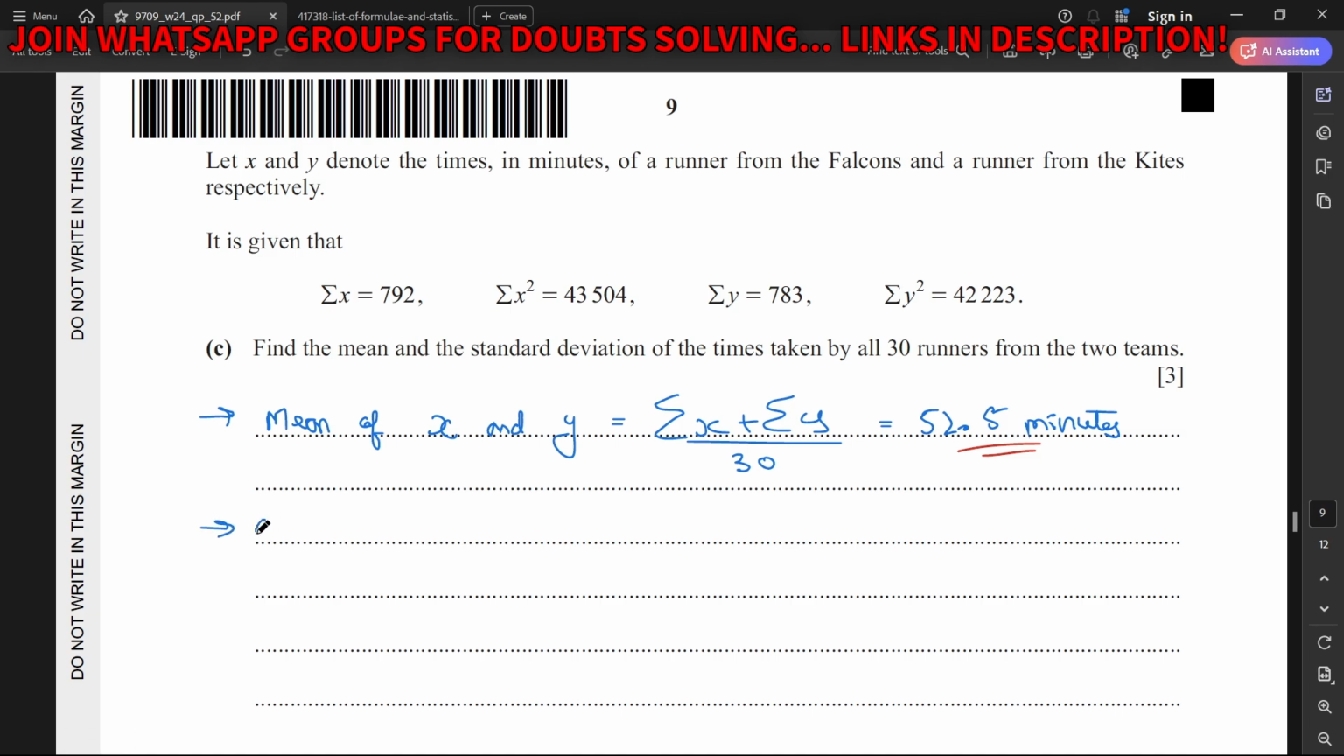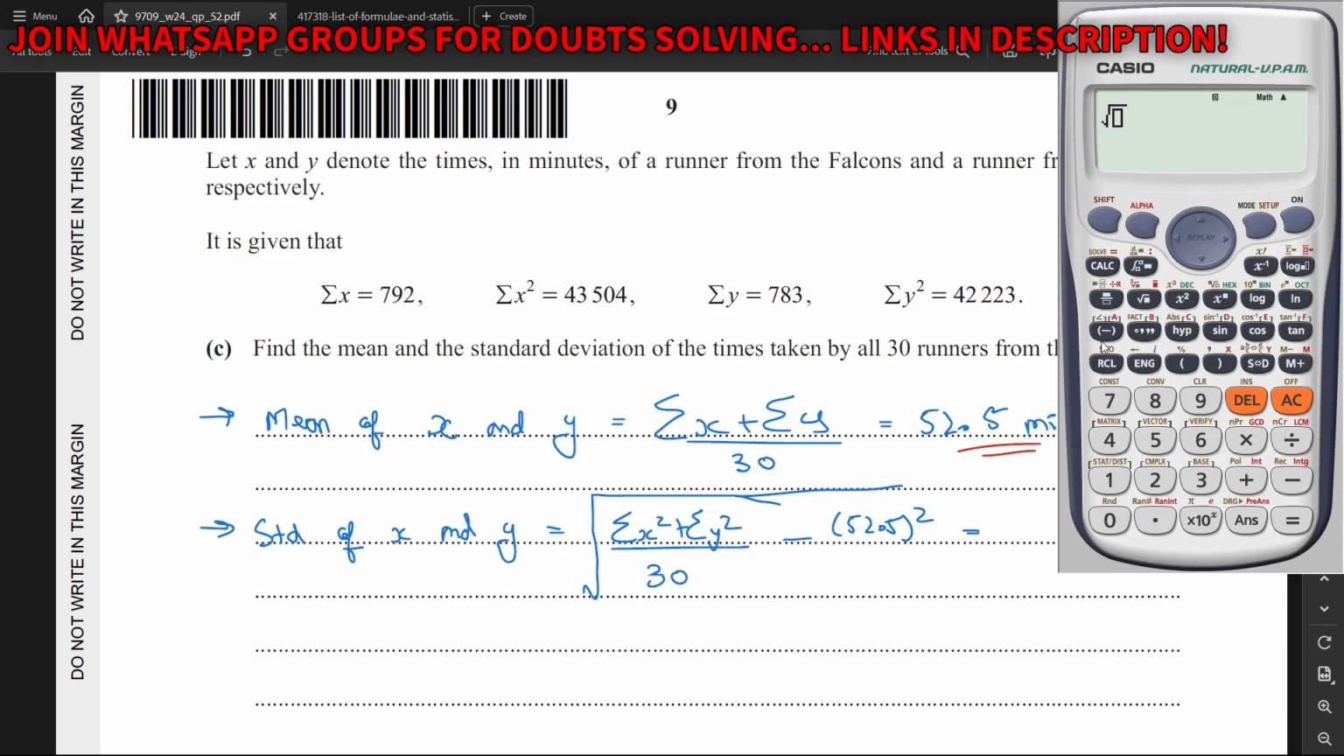So it's going to become standard deviation of x and y together, which will be equal to the square root of summation of x square plus summation of y square divided by the total n, 30, minus the mean square, which is 52.5 square.